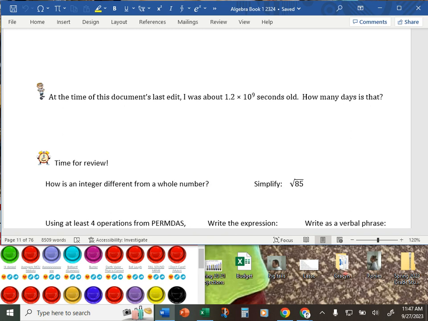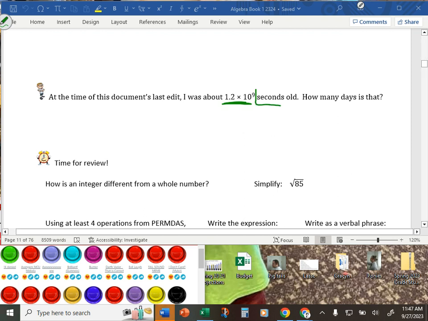Okay. Notice your job here is not simply to convert this to scientific notation or as a number in standard form. This is how many seconds old I am. I'm asking for how many days. So once you do the conversion, you then have to convert from seconds to days. So it might behoove you to know that there are 60 seconds in a minute, right? 60 minutes in an hour, 24 hours in a day. Those are your conversion factors that you need.